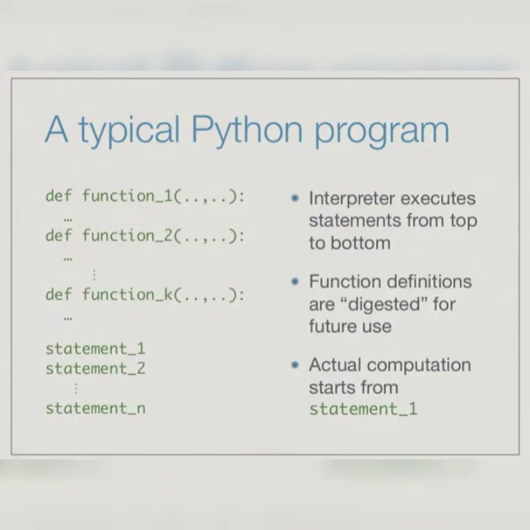And for example, if you are calling any function from statement 1, then that particular function will be called from the respective statement. So this is how the compiler reads or executes a Python program.